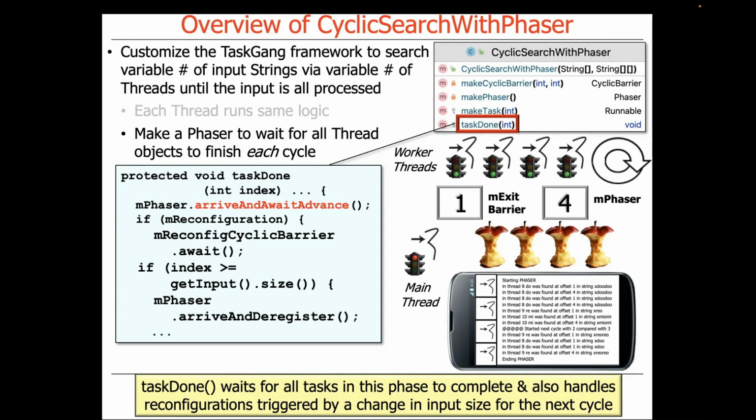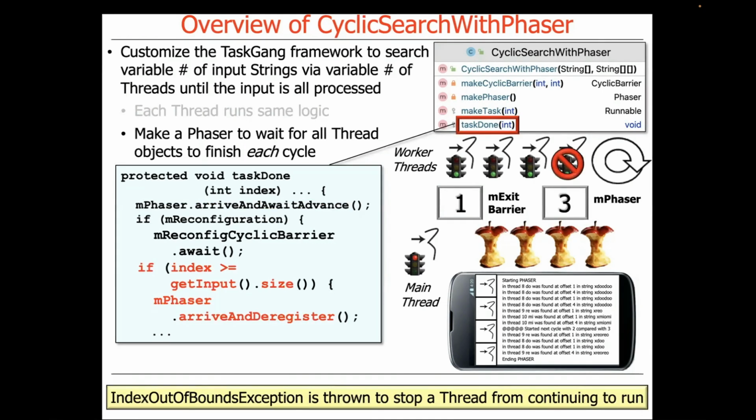Reconfiguration occurs if the next cycle has a larger or smaller number of threads. And if there's a larger or smaller number of threads, then that's going to cause a reconfiguration to take place. And we're going to use the CyclicBarrier to do that. If we end up with fewer threads in the next cycle, then we're going to deliberately call the index out of bounds exception, which will cause the thread that catches it to shut itself down voluntarily because it knows it doesn't have anything else to do because it's not needed for the next cycle.